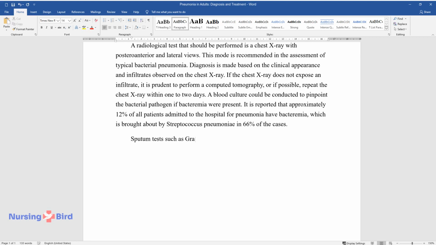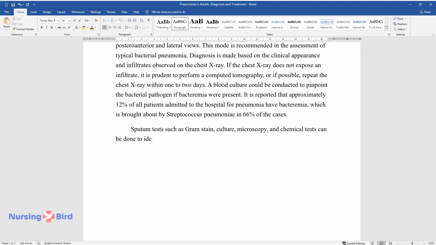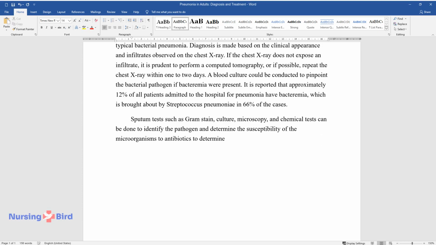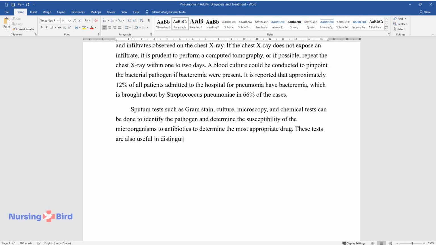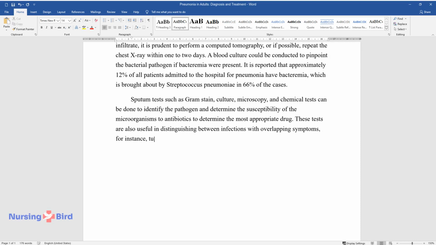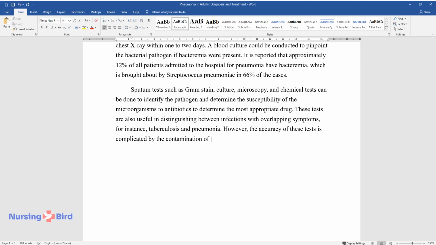Sputum tests such as gram stain, culture, microscopy, and chemical tests can be done to identify the pathogen and determine the susceptibility of the microorganisms to antibiotics to determine the most appropriate drug. These tests are also useful in distinguishing between infections with overlapping symptoms, for instance, tuberculosis and pneumonia. However, the accuracy of these tests is complicated by the contamination of specimens by oral flora.